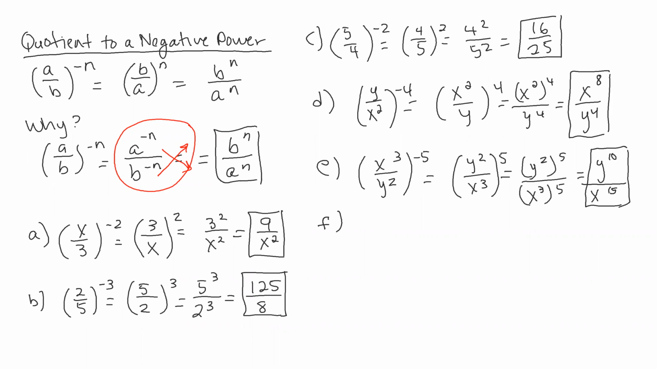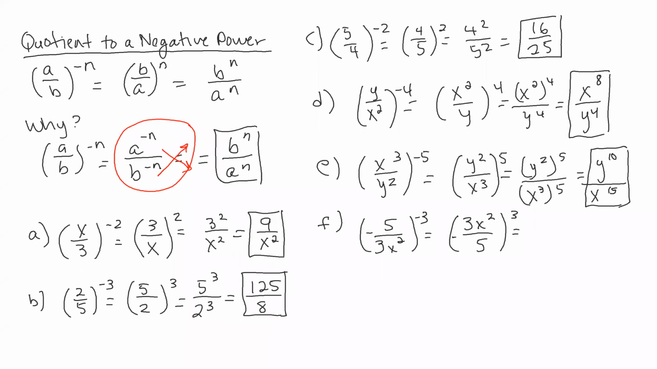Next up, let's say that we have negative 5 over 3x squared raised to the negative 3rd power. I'm going to flip my quotient. I get 3x squared over 5, and remember, the whole thing is negative. And when I do that flip, it makes my outside exponent positive.